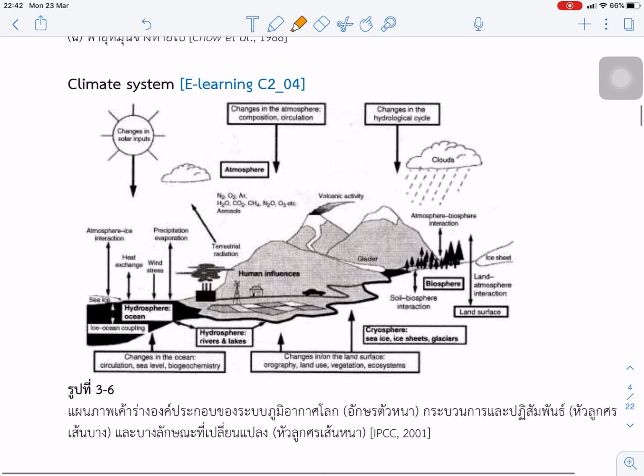This figure shows the climate system, and we have many parts in the climate system. We start from the biosphere, hydrosphere, atmosphere, and cryosphere.